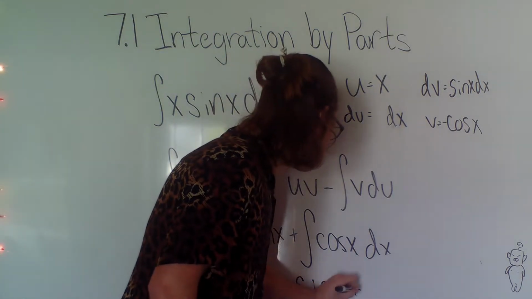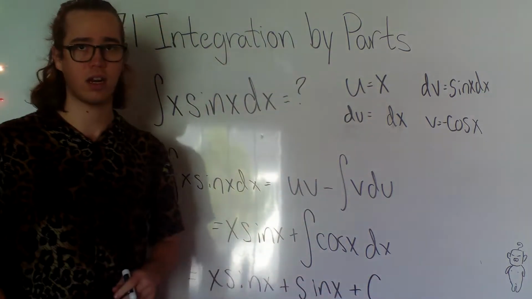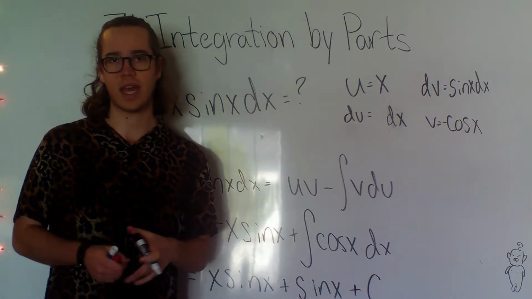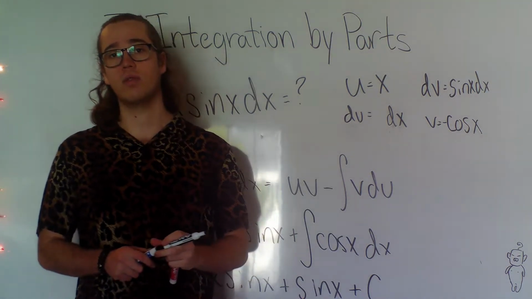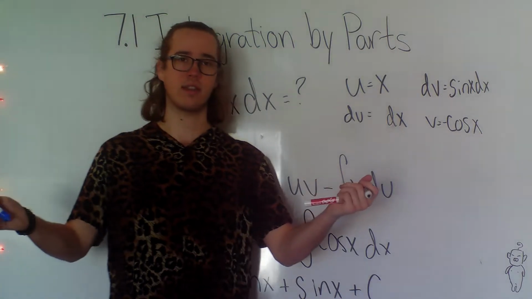And then we always have to have that plus c because this is an indefinite integral. We never know. There may be a constant that we add on at the end that goes away when we do the differentiation. So this is one example.